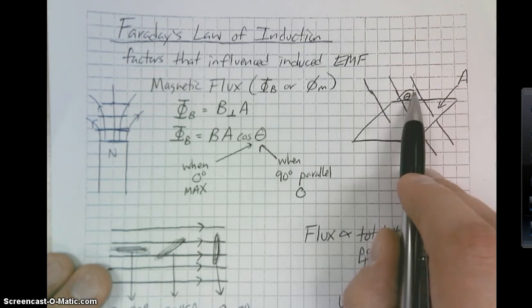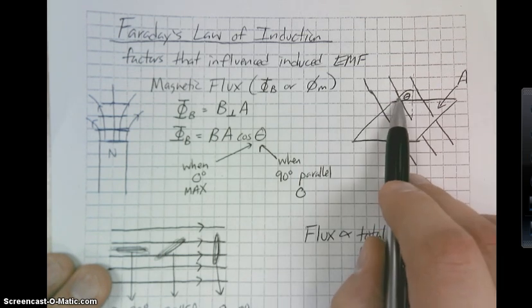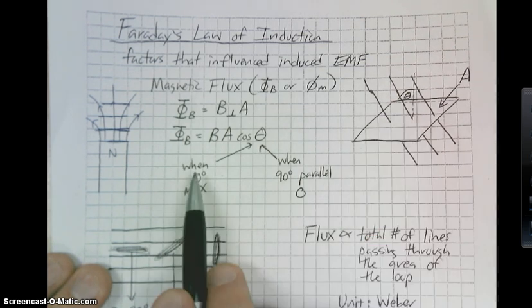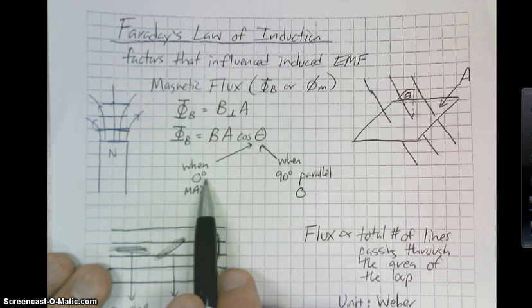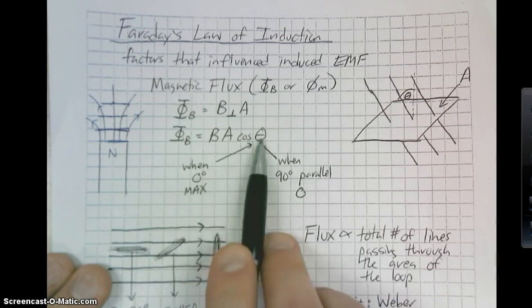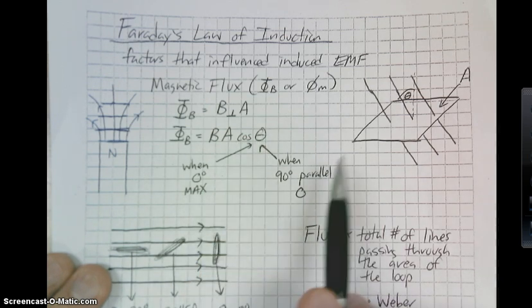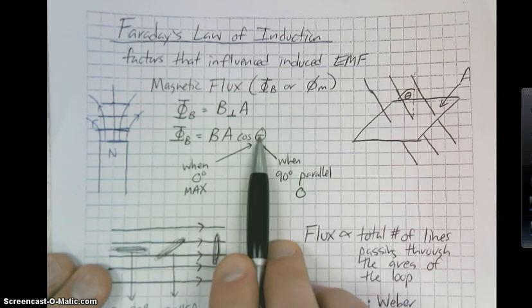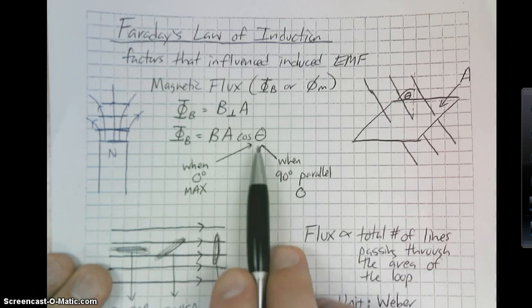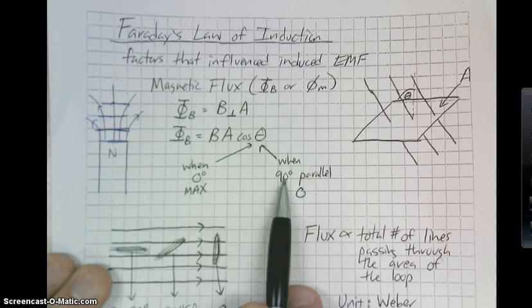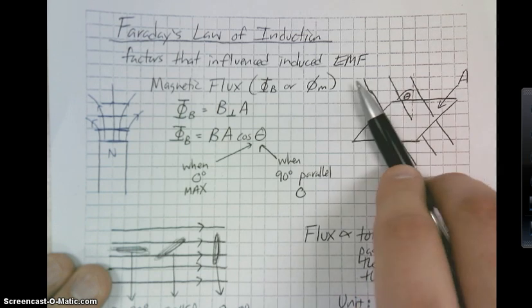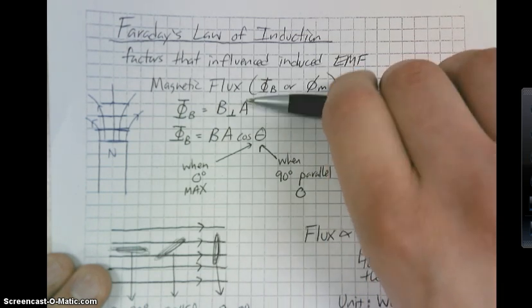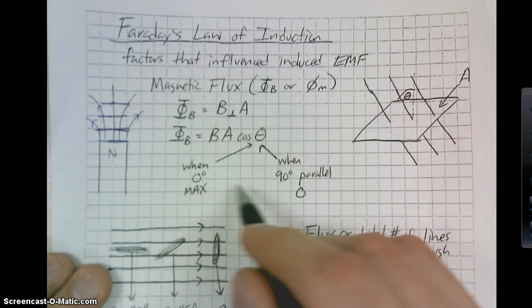They always measure the angle from perpendicular. So when this angle is 0, that represents perpendicular. That is the maximum amount. You get a value of cosine of 0 is 1. If you do the cosine of 90, they would actually be parallel, and that's because it's 90 degrees from perpendicular. That's what it means. So this can be a little bit confusing.